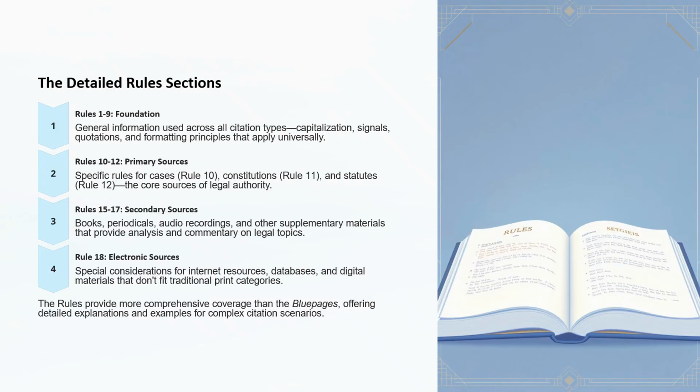The white pages, or the detailed rules sections, break down into generally four categories that you'll use the most often. Rules 1 through 9 will give you the foundation, and those are general information for citations that you'll use across all sections and all types of sources. It covers capitalization, signals, quotations, and some formatting principles. Rules 10 through 12 cover primary sources, 15 through 17 are secondary sources, and Rule 18 covers electronic sources.